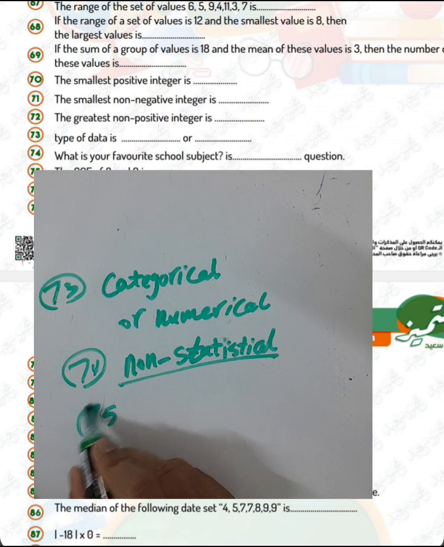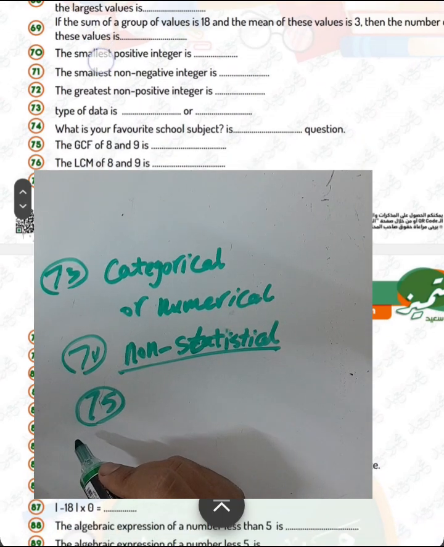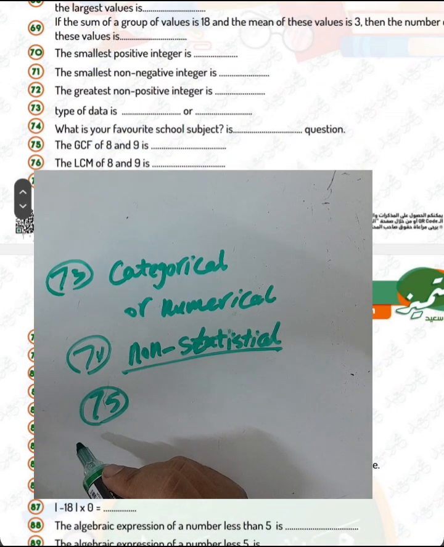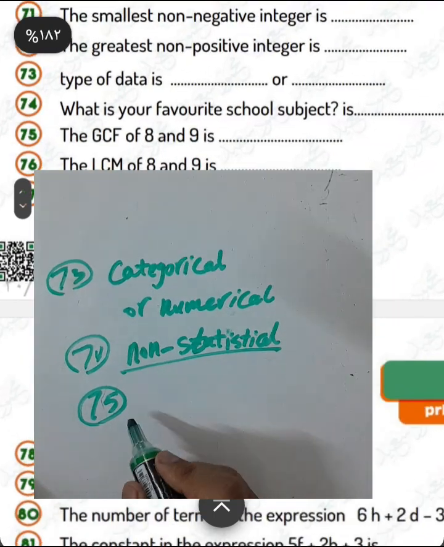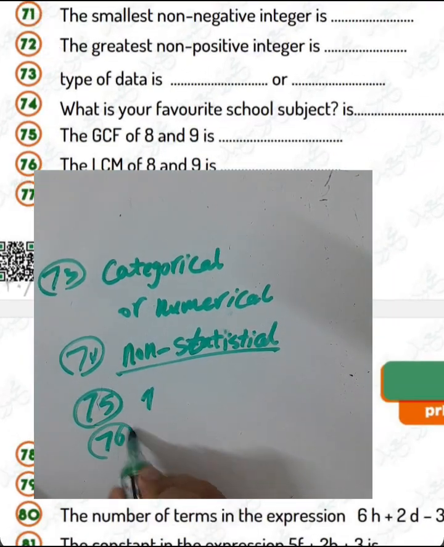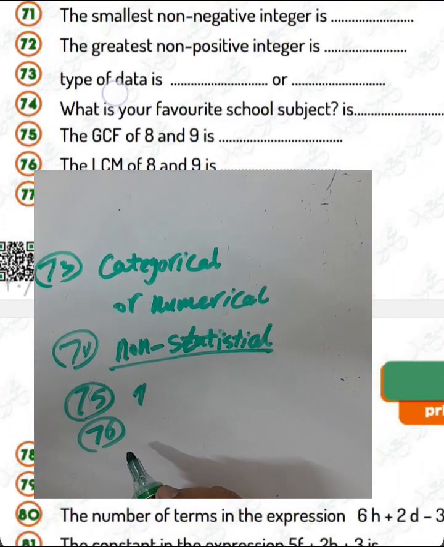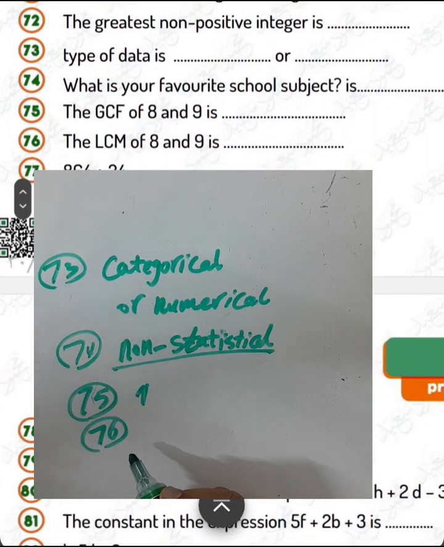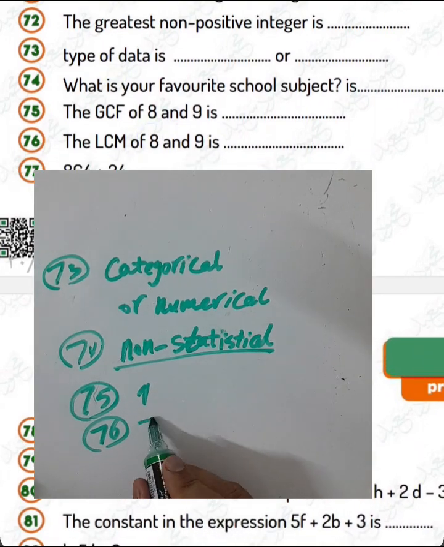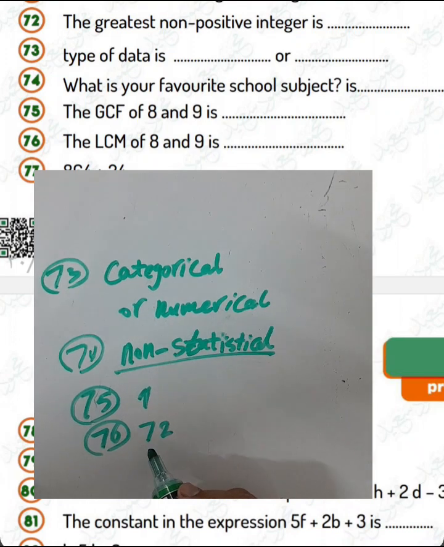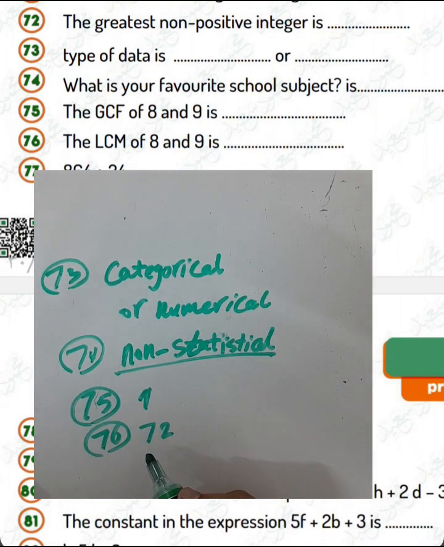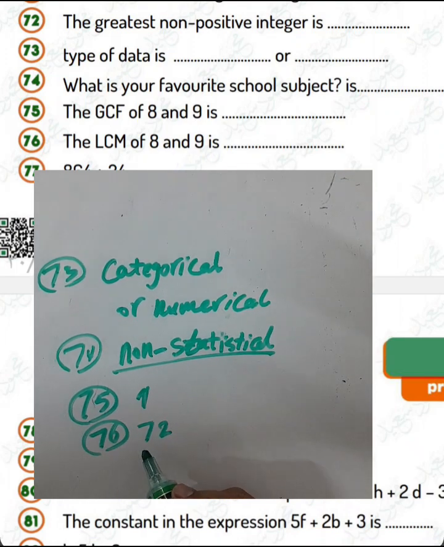Question 75. The greatest common factor of 8 and 9 will be 1. Question 76. The least common multiple of 8 and 9 will be 8 times 9, which is 72, because 8 and 9 are called relatively prime numbers. Then the least common multiple between them will be their product.